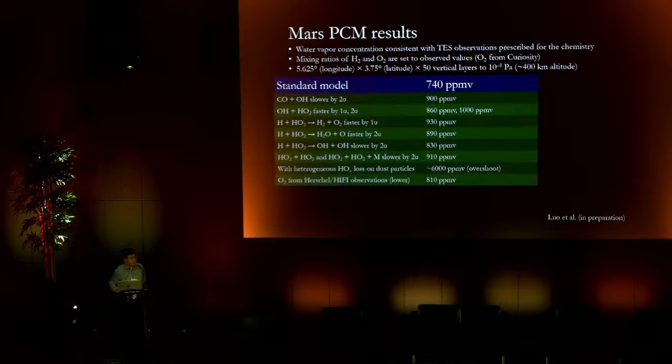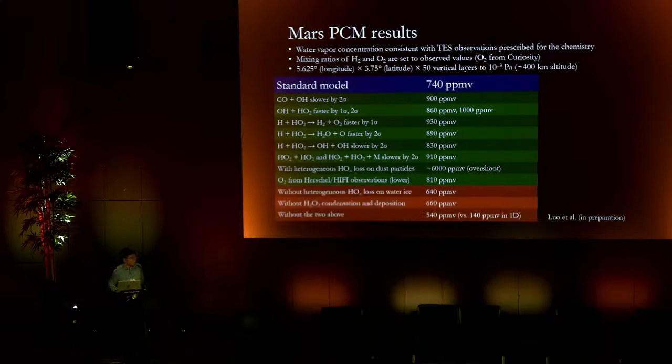And after tuning some important reaction rates by their lab experiment error bars, we find that we are even closer to the observations. And sometimes we can overshoot. For example, if we add the destruction of HOx on dust particles, we get 6,000 parts per million, six times higher than the observed. Which means that it's no longer difficult to reproduce the observations with our model.